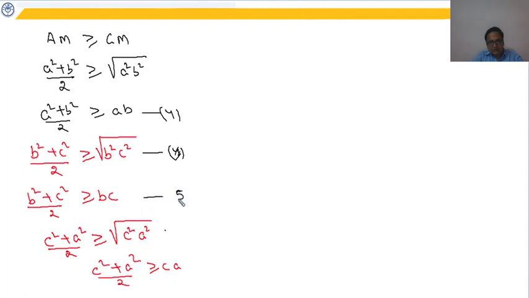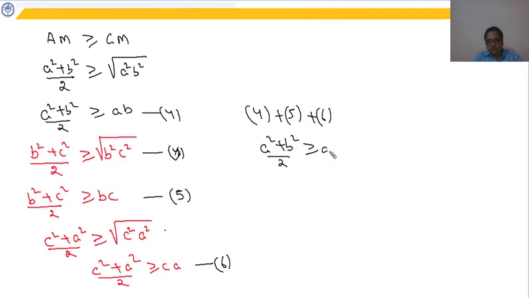This is fifth we have, and this is 6. So if we add 4 plus 5 plus 6, what do we get? (A square plus B square)/2 is greater than or equal to AB. So (B square plus C square)/2 is greater than or equal to BC. (C square plus A square)/2 is greater than or equal to CA.